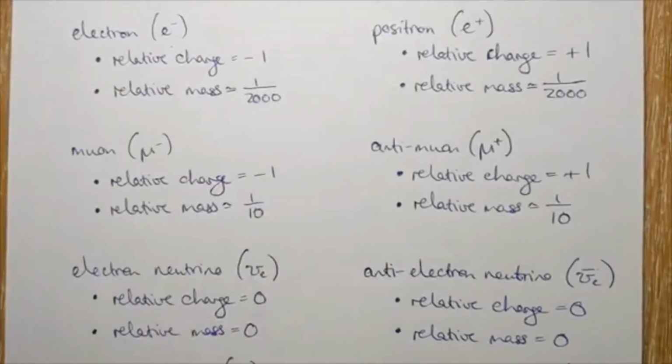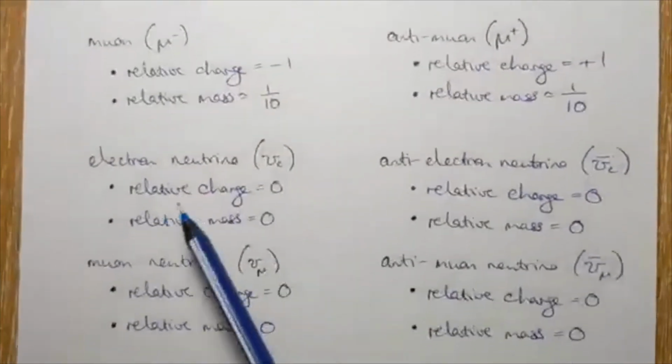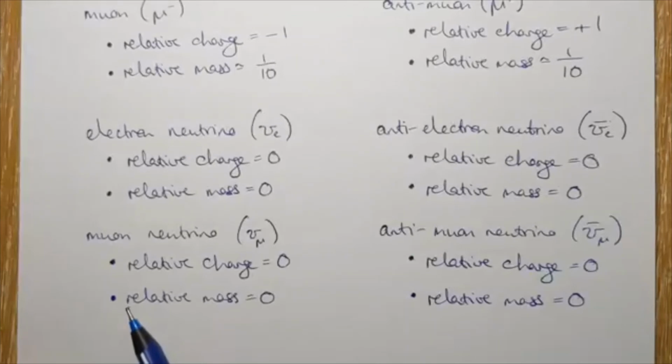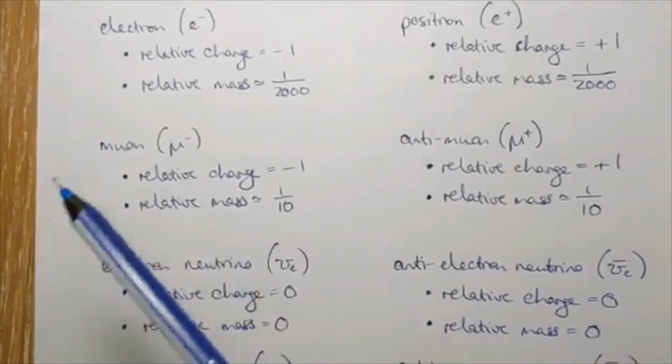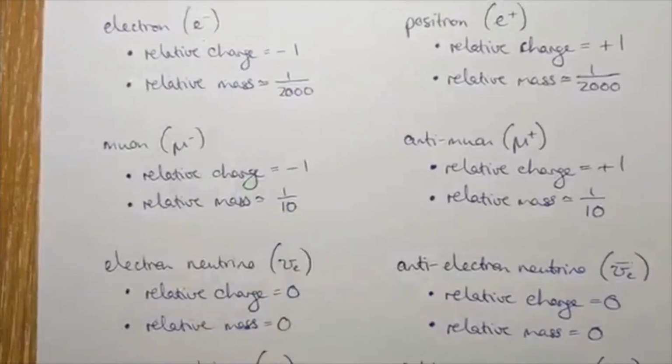So those are the leptons we need to know: our electron and positron, muon and antimuon, and the matching neutrinos. And last thing to say here is that muons are not stable. Muons decay into electrons.